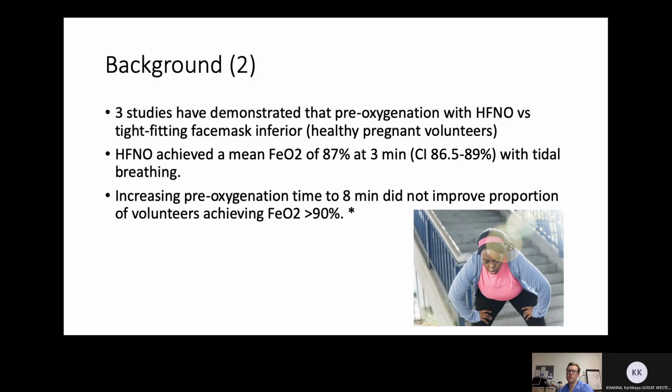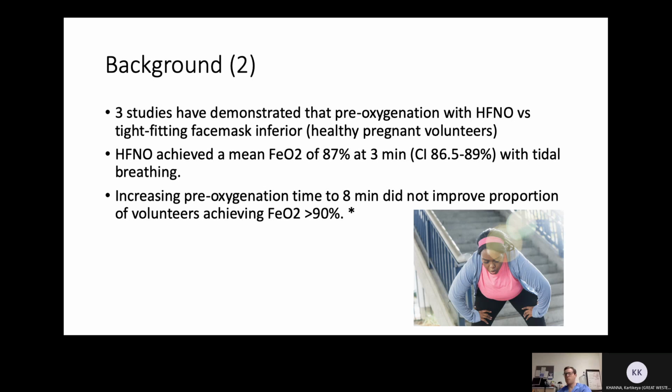Before this study, there have been 3 studies that have demonstrated that pre-oxygenation with high flow nasal oxygen versus a tight-fitting face mask is inferior. That's using healthy pregnant volunteers and looking to see whether having the mouth open or mouth closed makes a difference. Having your mouth closed means you're more likely to have a higher attained fraction of expired oxygen for pre-oxygenation. And interestingly, even if you extended the time you're pre-oxygenated for, up to 8 minutes or so, you didn't improve the proportion of volunteers achieving that gold standard of 90% fraction of expired oxygen.